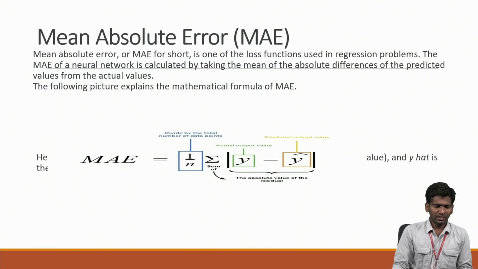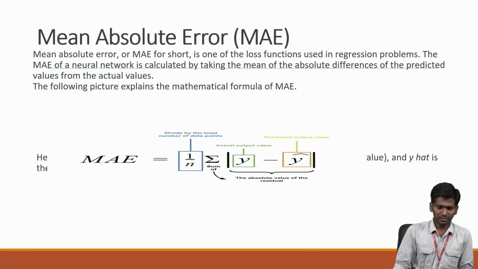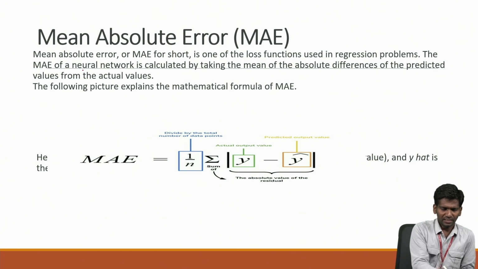Next, the very first one is mean absolute error. So what is this mean absolute error? We are taking the absolute values for the actual output and the predicted output. You can see the absolute values, and we are summing it up. That is mean absolute error.